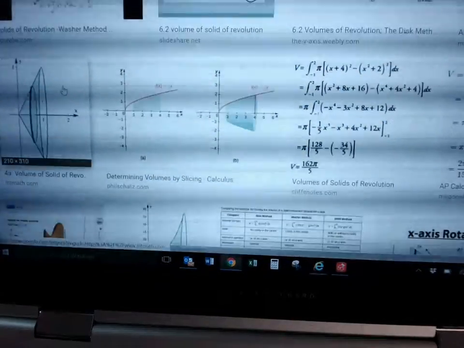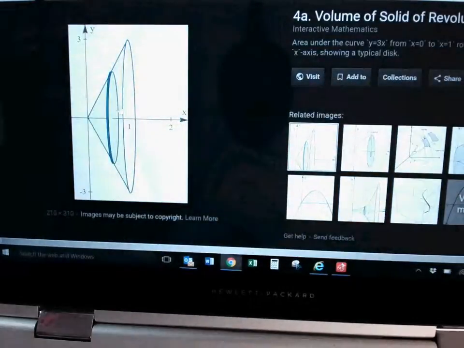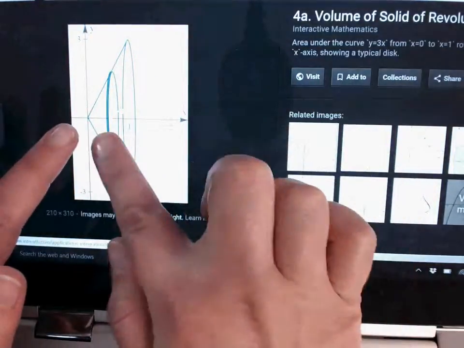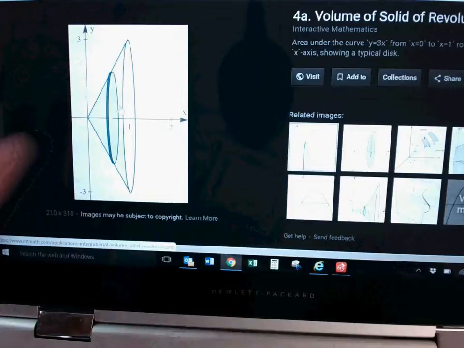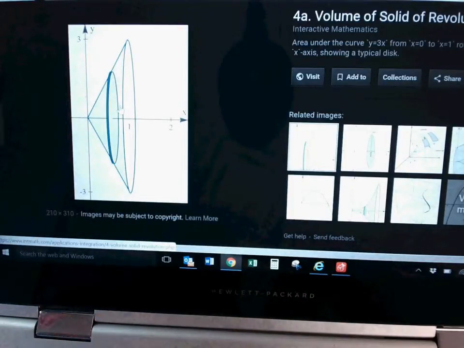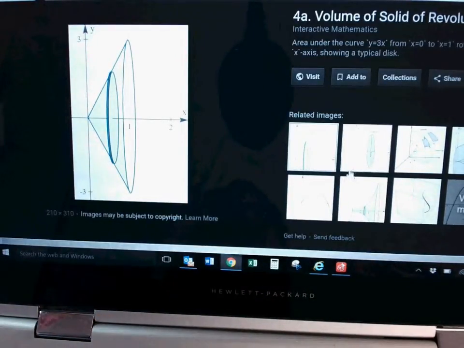Okay, this one right here. If your initial region was this little triangle, and you spin it around, what shape does it make? A cone. Okay. Let's do maybe one more.